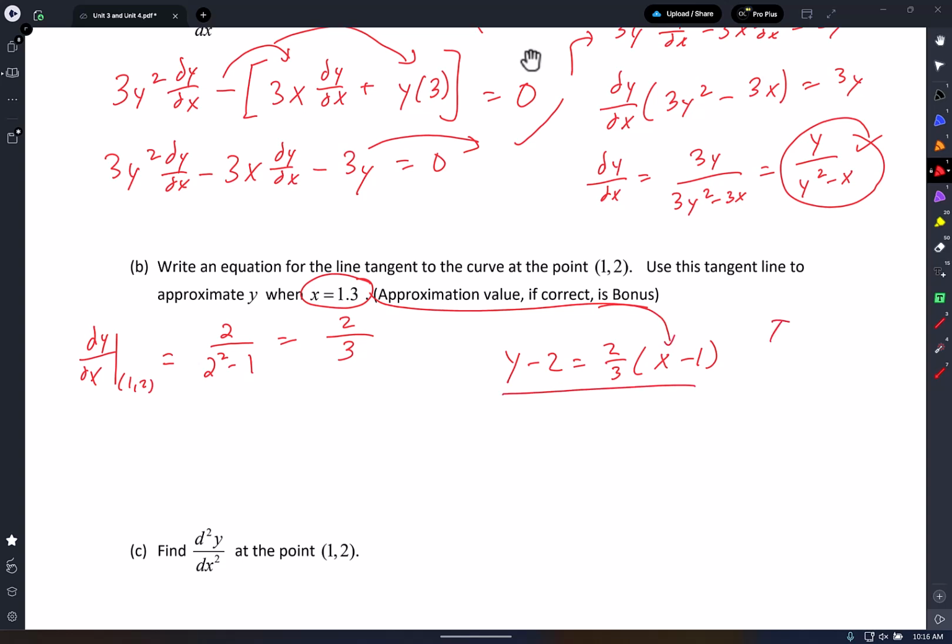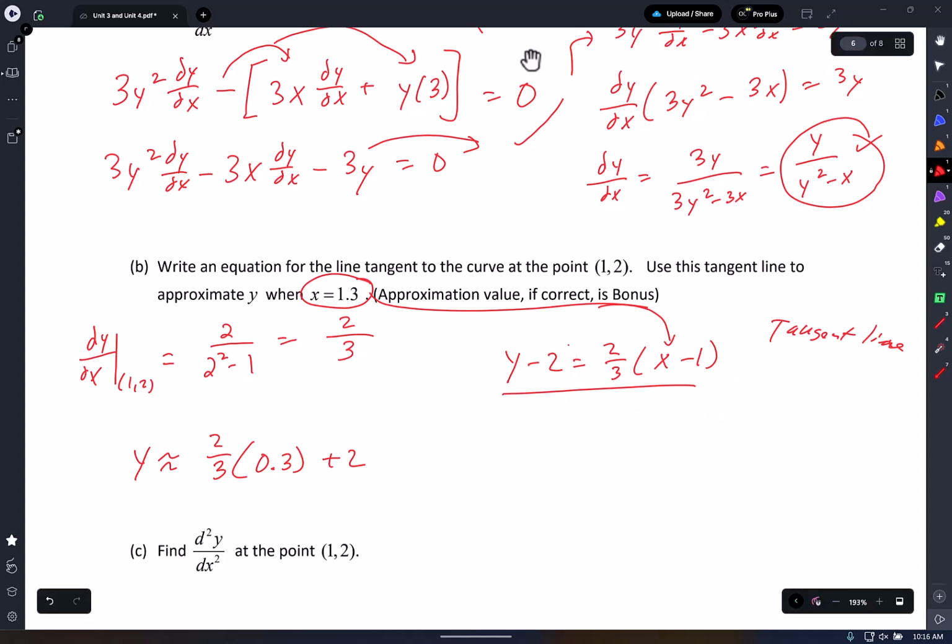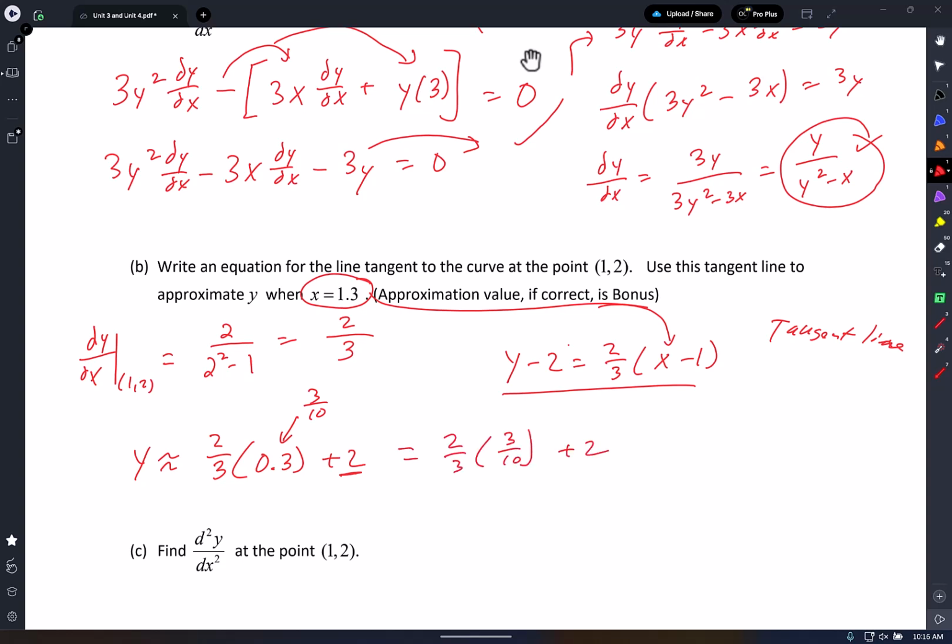So tangent line. All right, here we go. Y is approximately 2/3 times 1.3 minus 1, which is 0.3, guys, and then plus 2. That plus 2 comes from moving the 2 over to the other side. So that's where it comes from. All right, 0.3 is the same thing as 3/10. So I'm going to rewrite it: 2/3 times 3/10 plus 2. I see these 3's canceling out like that.